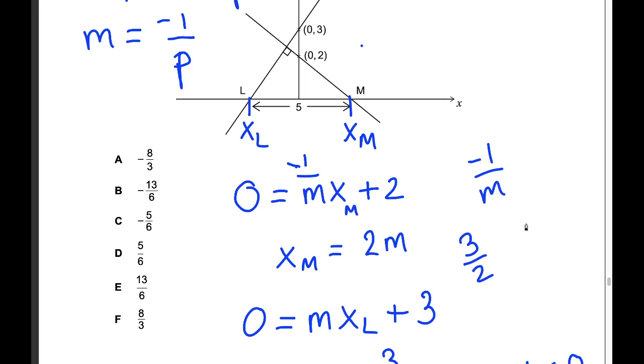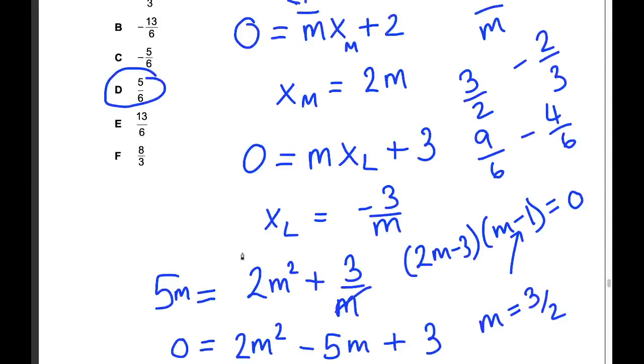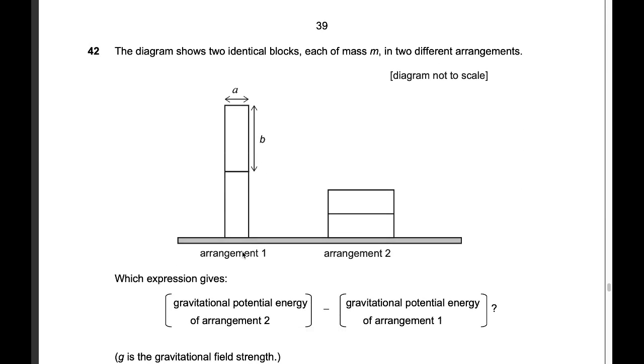So 3 over 2 is m. P is going to be minus 2 over 3. So if I multiply top and bottom, it's going to be over 6. So let's make that 9 over 6 minus 4 over 6. So that's going to be 5 over 6. Okay, lovely. That's the answer. Nice. Okay, happy about that.